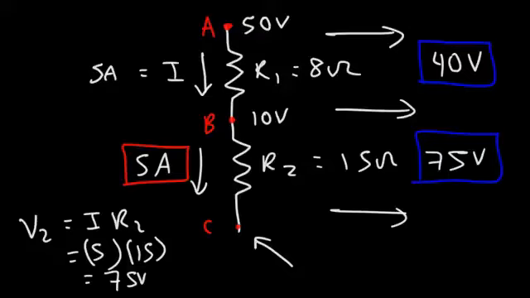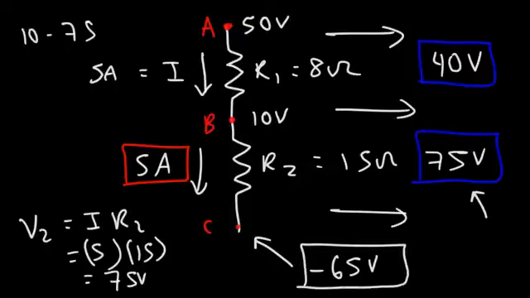Now, let's calculate the potential at point C. The current flows from a high electric potential to a low electric potential. So as the current flows from A to B, this tells us that B is lower in potential than A. Now the current flows from B to C, which means that C is at a lower potential than B. Now we have the potential difference between points B and C is 75, and B is higher than C. So C is going to be 10 minus 75, which is negative 65. So that is the electric potential at point C.